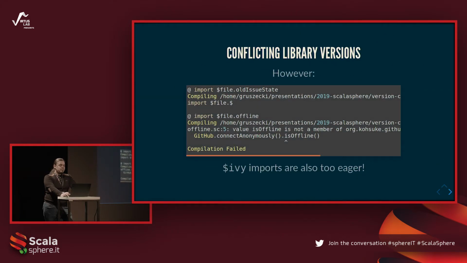But if we first import the old library and then the new one, then the compilation is going to fail because we are still using the old library and it does not define the isOffline method that we need. So again, Ivy imports are also too eager in Ammonite, and they essentially make Ammonite download a library immediately and lock that version. And this problem that we see here is easy to fix.